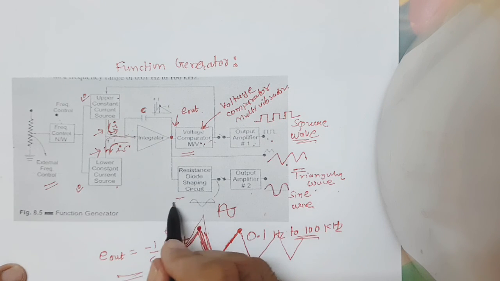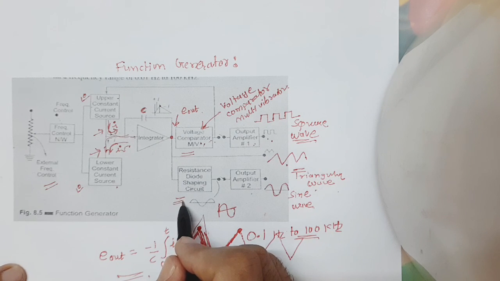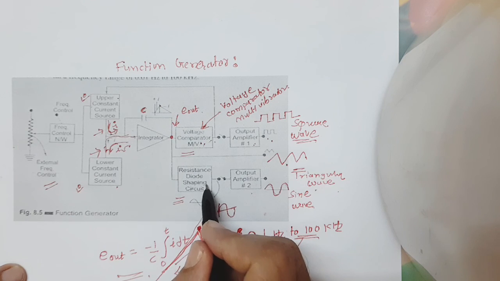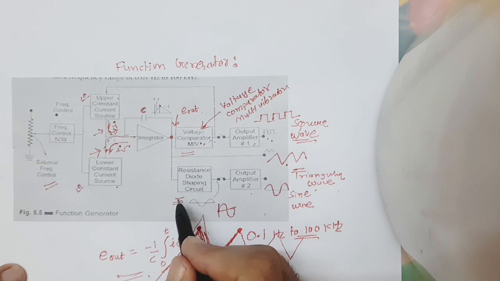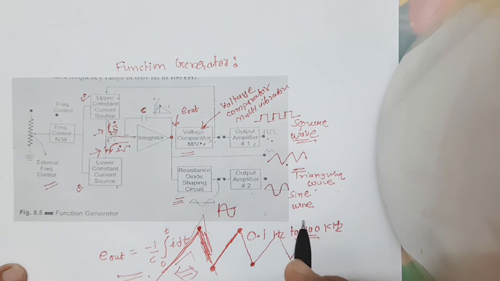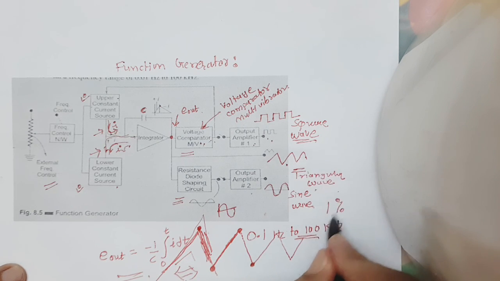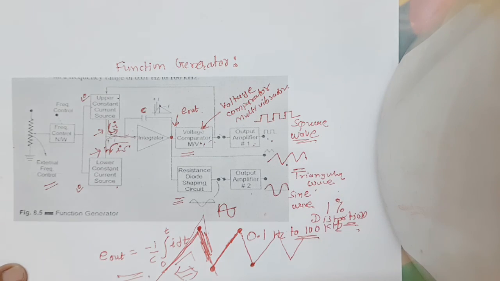With the help of this resistance diode shaping circuit, the resistance diode network alters the slope of the triangular wave as the amplitude changes and produces a sine wave with less than 1% distortion. So in this way, we are getting the output sine wave.